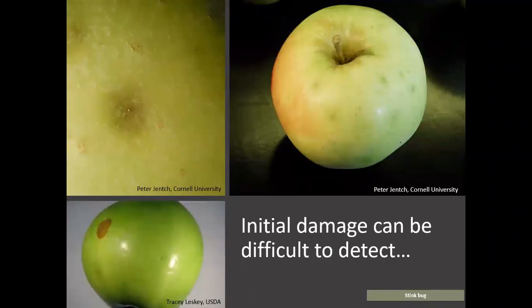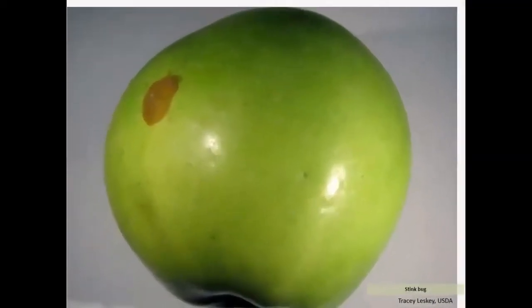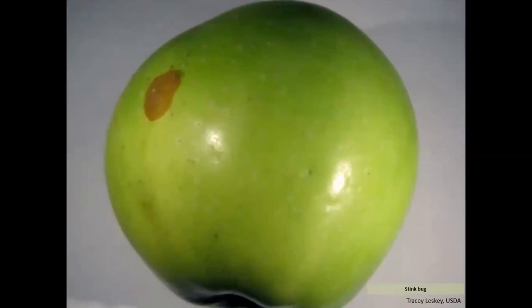So these are pictures of initial damage by stink bug. In this close-up picture here, you can see the discoloration is just beginning. There's also a sign of the feeding puncture that's occurred there in the middle. But let's take a closer look at this picture at the bottom left here. I'm wondering whether or not you can actually see where that stink bug damage has occurred. Did you find it? So again, it can be really difficult to identify that early feeding damage caused by stink bugs in an orchard.